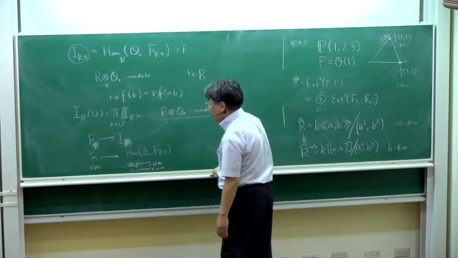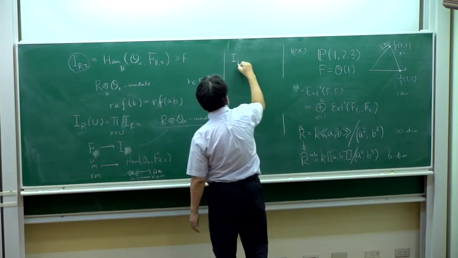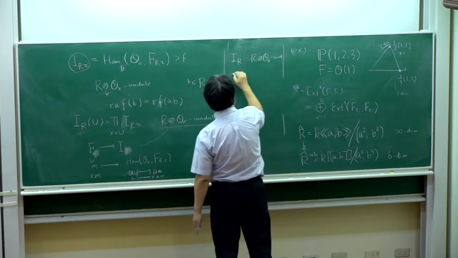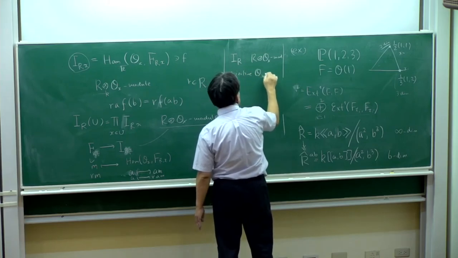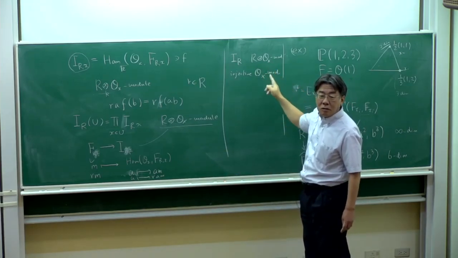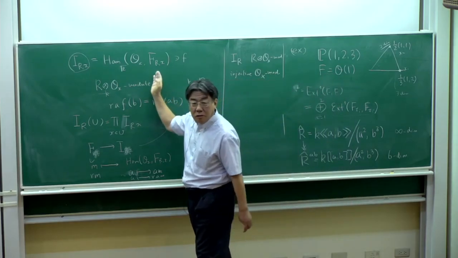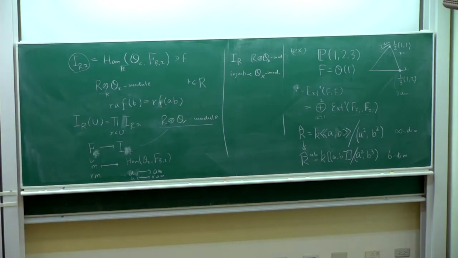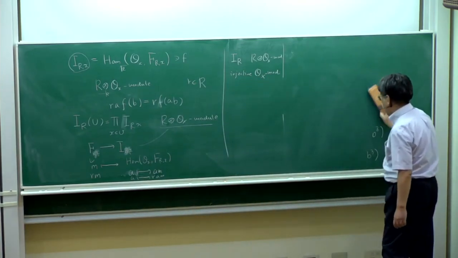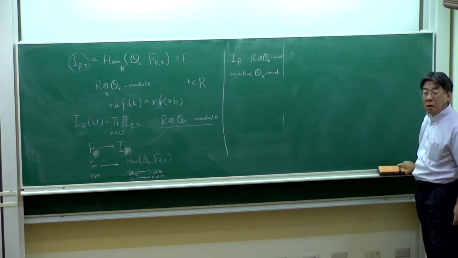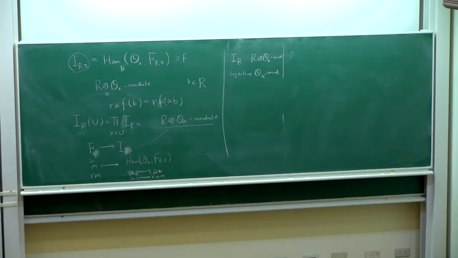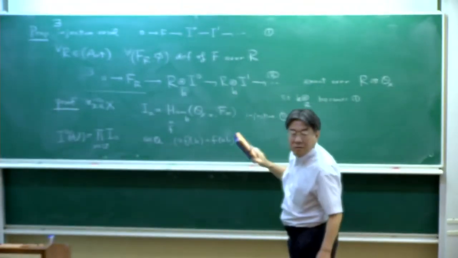But then I_R is an R tensor O_X module, which is injective as an O_X module. But it is not injective as an R tensor O_X module, only as an O_X module it is injective because of this construction. But what I need is only the R action. Injectivity is only over O_X. This is not the injective resolution. Yeah, this is just the exact sequence.